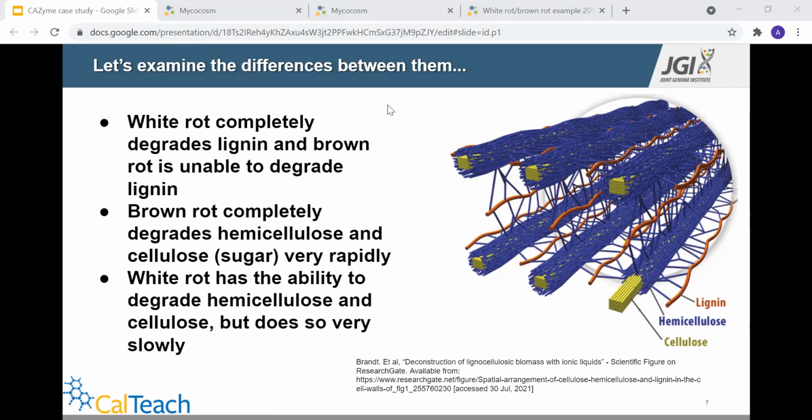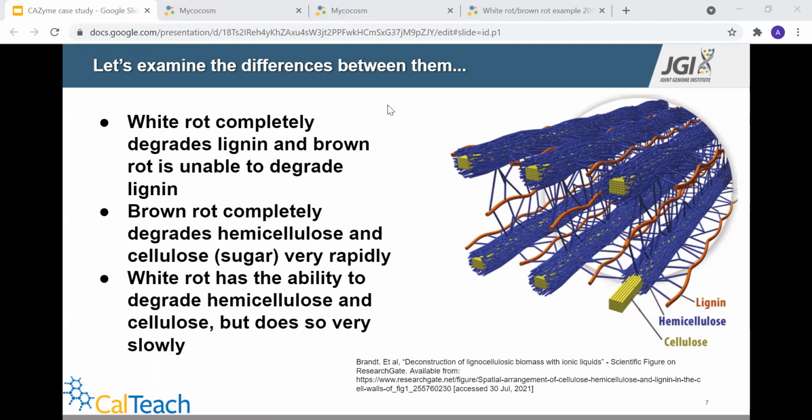So brown rot, like we said, does not have the ability to degrade lignin, and white rot does have the ability. So now we have to ask this question: is this a strict dichotomy? Meaning, are white rot and brown rot completely separated? Are the enzymes that act on each relegated to only each one, or is there any overlap? And the answer is no.